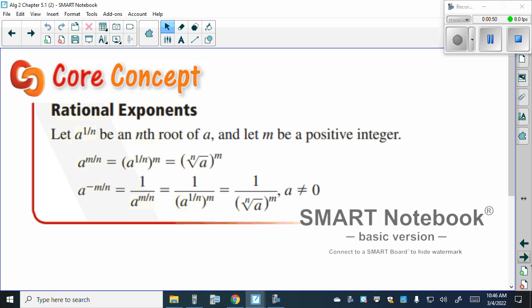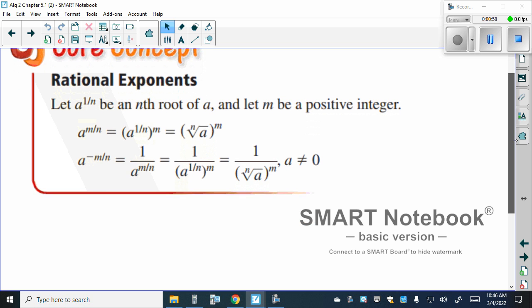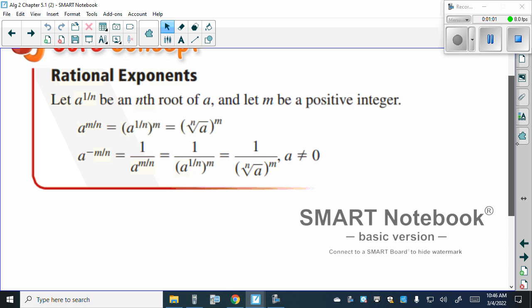So what we're looking at today is more of our properties with rational exponents, these rational roots. The first one is talking about a to the m over n. A to the m over n can be rewritten as a to the 1 over n times m, which can be rewritten as the nth root of a to the m. Or conversely, we can also talk about the negative exponent, which is going to be 1 over a to the m over n.